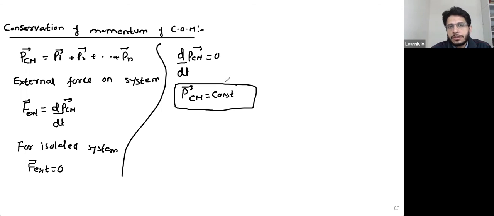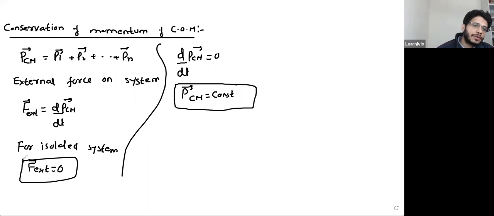So this is the conservation of momentum of center of mass. That means if you have a system which is isolated, a system on which no external force is acting, then the momentum of the center of mass of the system will remain constant. Its momentum will not change. This is the conservation of momentum of center of mass. But for conservation, this is an essential condition: momentum of center of mass will not be conserved unless the external force on the system is 0.